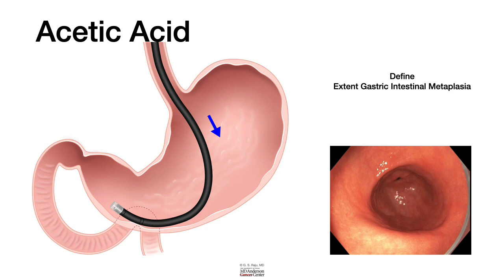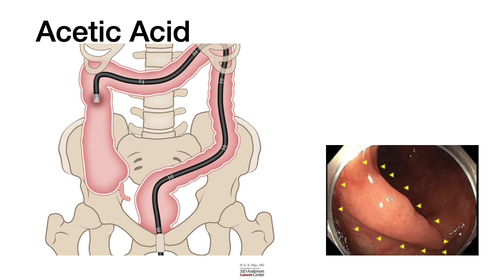Acetic acid is also used in the colon, especially when you're looking for subtle polyps, especially sessile serrated adenomas. By spraying on that lesion, you can define the true extent of the sessile serrated adenoma. You can see in the picture below, the lesion is very subtle, and if you sprayed, you could have seen it much better. So we have learned a lot about acetic acid spray, and let me summarize.